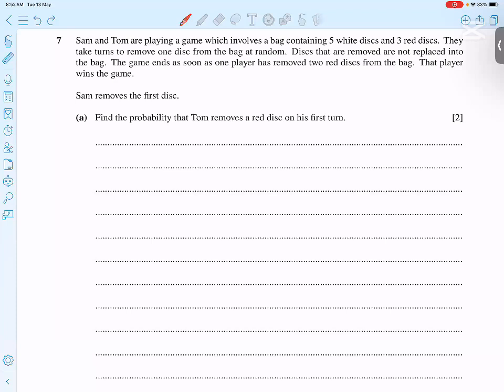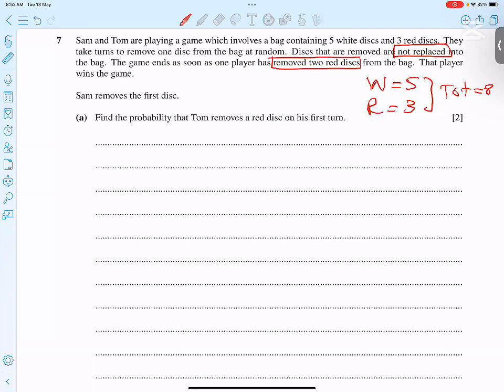Question number 7: Sam and Tom are playing a game that involves a bag containing five whites. So let me write: whites are 5, reds are 3, and total are 8. They take turns, meaning one by one, removing one disc from the bag at random, one at a time, and discs are removed and not replaced. So this is the main point: not replaced. The game ends as soon as any one player has removed 2 red discs. This player wins the game.